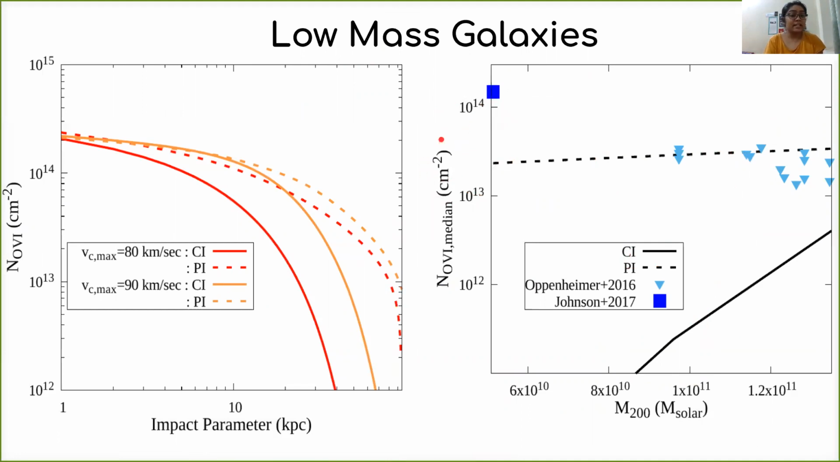But we know there is uncertainty in the CGM extent. So if we extend the O VI column density integration to 1.2 times the virial radius, the result then agrees with the observations.